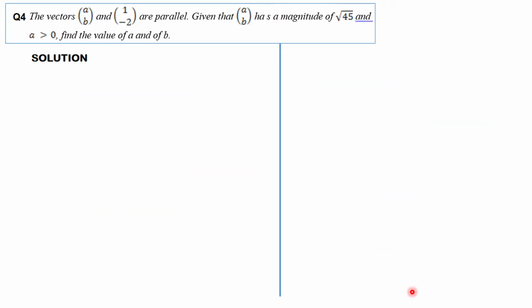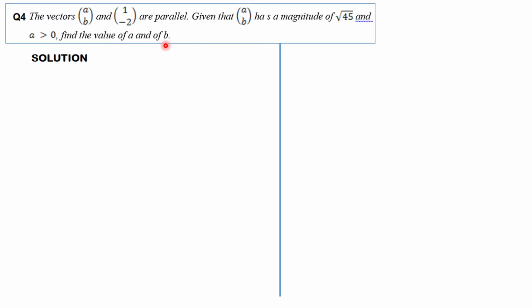Okay, question 4. Vectors are given in column form. Here the two vectors are parallel and the magnitude of vector AB is given as square root of 45. The question is, you are asked to find the value of a and b. Now remember, whenever you have two unknowns, you need two pieces of information in order to form two equations. Since we have enough information, we can form the equations.